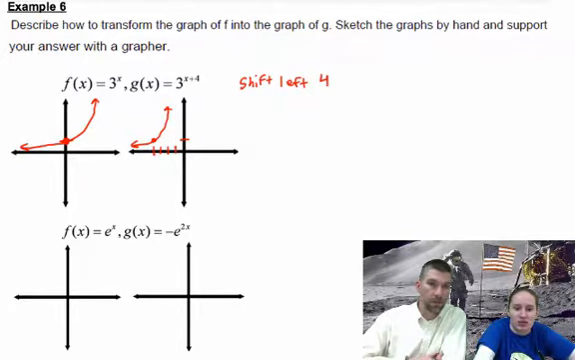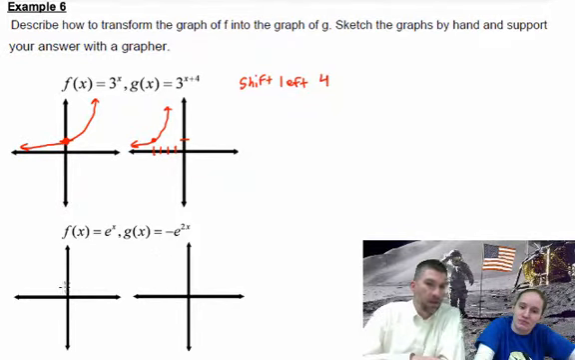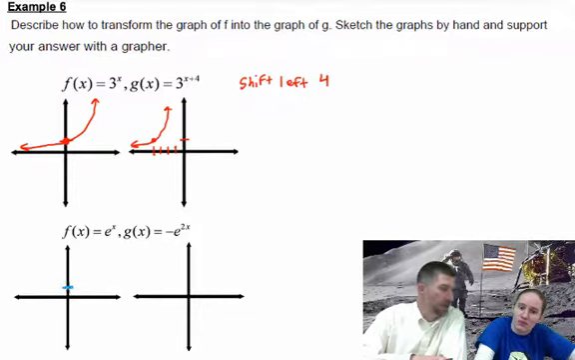Okay, let's try another one. Okay, let's do e to the x. E to the x is one of those naturally occurring numbers that some famous mathematician was able to get his name onto. Euler. Yeah, good guy.